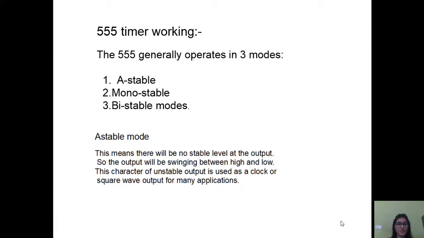555 timer working. The 555 generally operates in three modes: astable, monostable and bistable. I use astable mode in my project. In astable mode, there is no stable level at the output, so the output swings between high and low. This characteristic of the unstable output is used as a clock or square wave output for many applications.